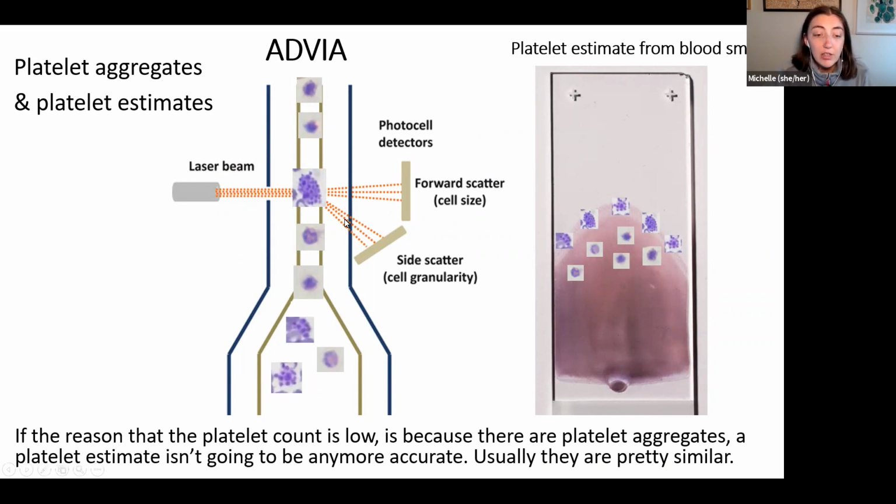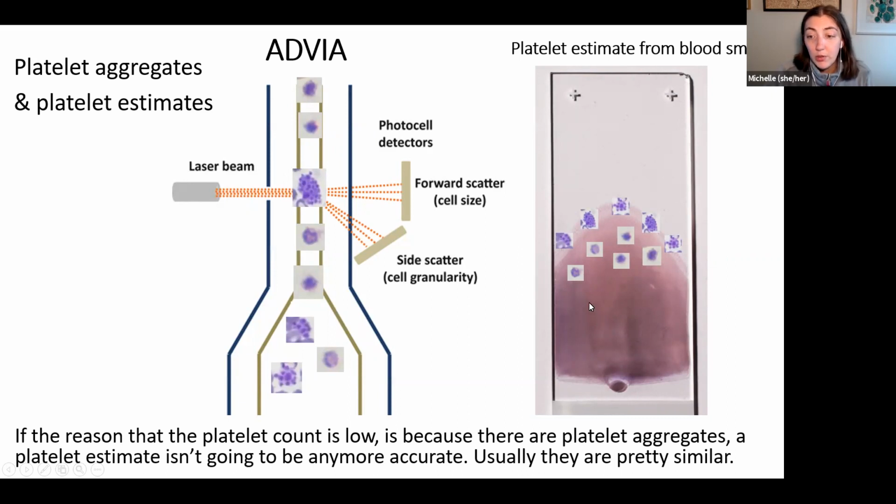So the ADVIA uses a flow system, and when it's counting, it's like, okay, I have one platelet here, one platelet here, one platelet here. If it sees a platelet aggregate, it might not even recognize that as a platelet. Let's say it only counts these individual platelets. It's going to underestimate the platelets because they're in these clumps.